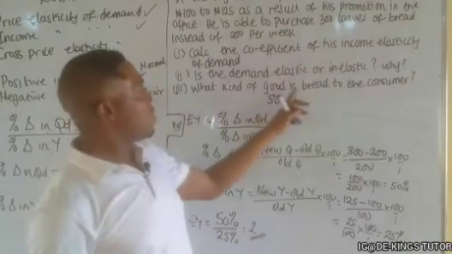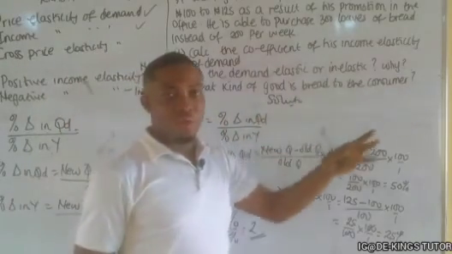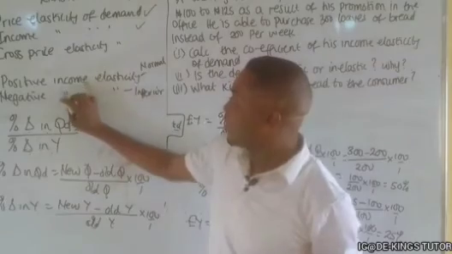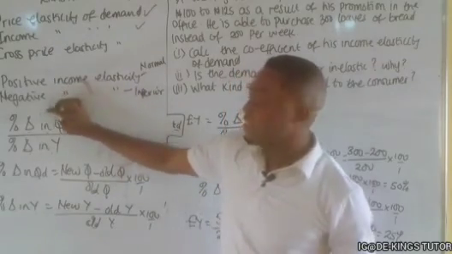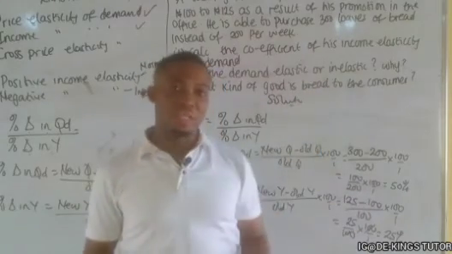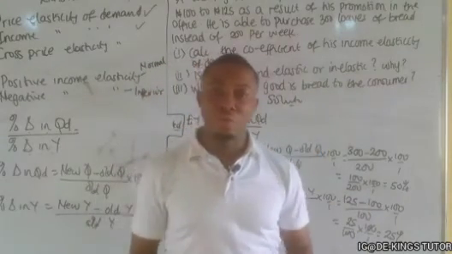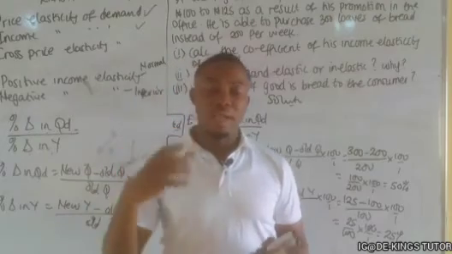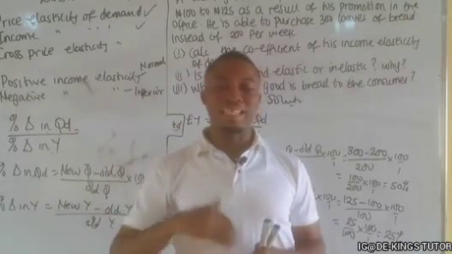Now, what kind of good is bread to the consumer? We saw two types of income elasticity, the positive and the negative. The type of good that bread is to the consumer is a normal good. And what is a normal good? It is a good in which there is an increase in its purchase when there is an increase in income.